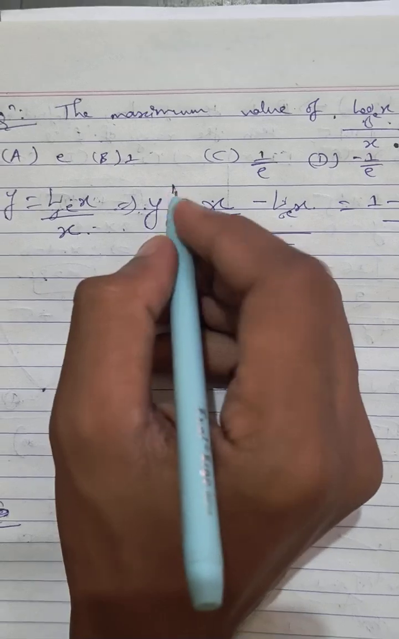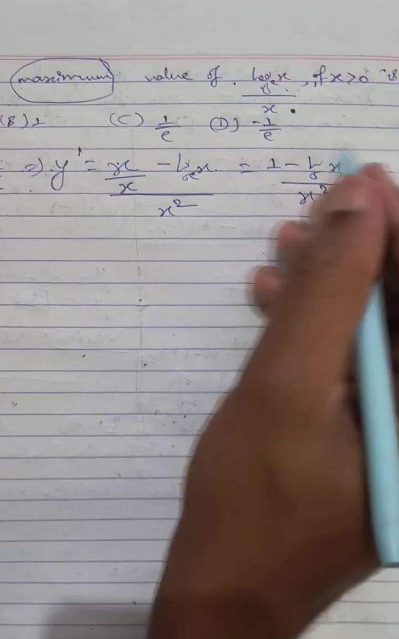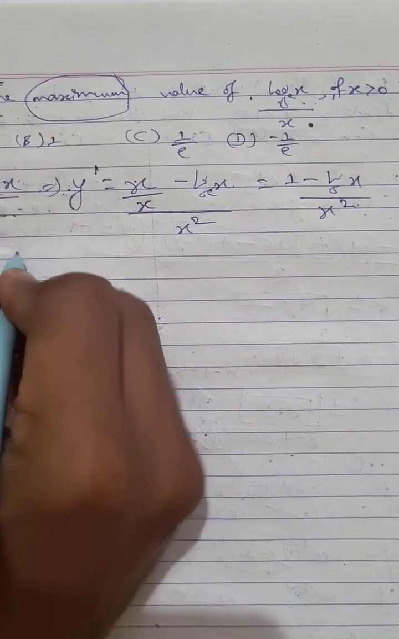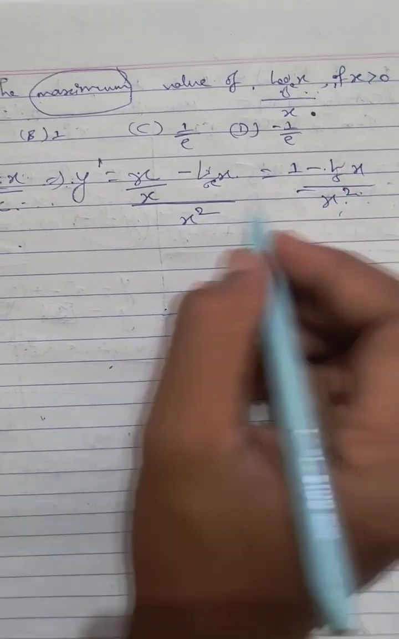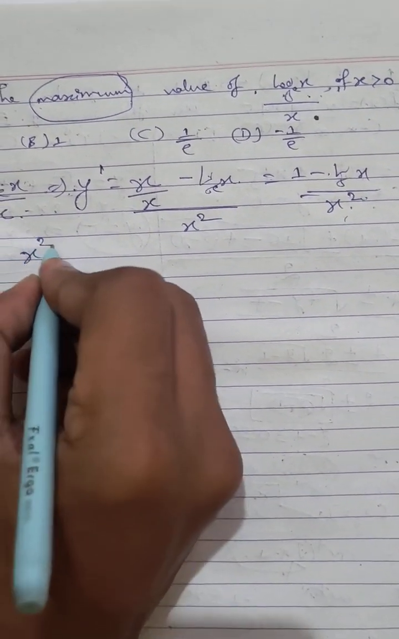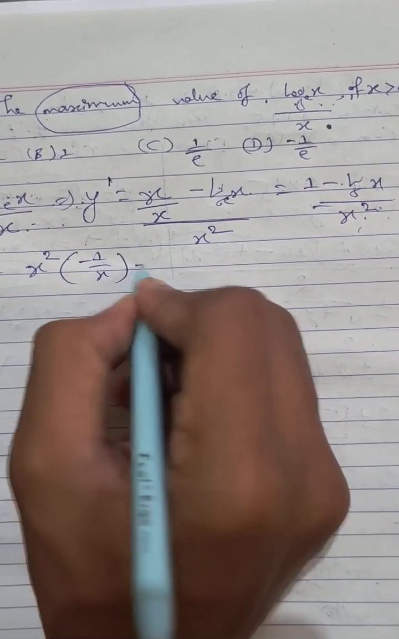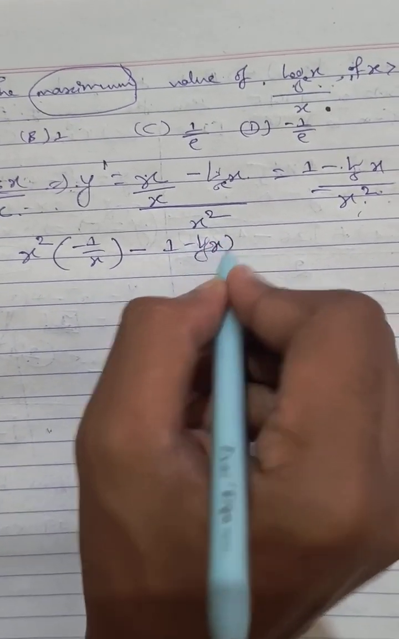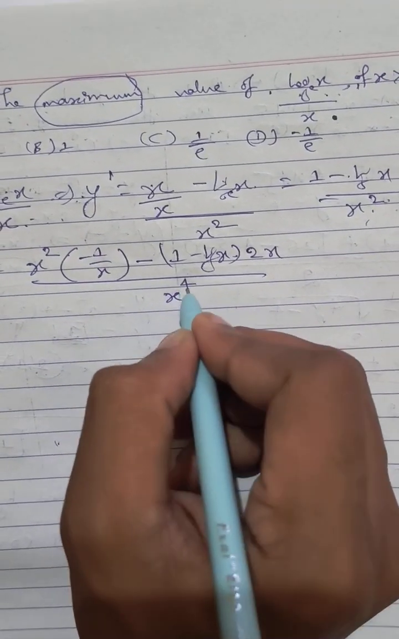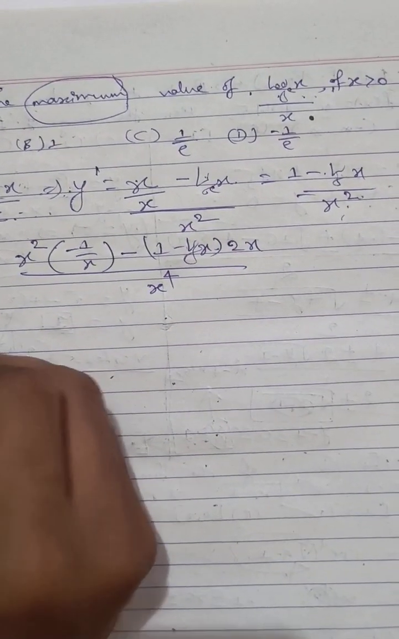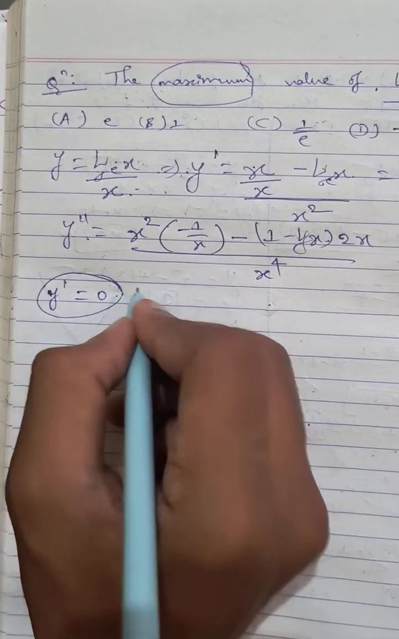To find the maximum value, we need the double derivative. So find y double dash. Again apply the u by v rule. What does the u by v rule state? Keep v as it is, times the derivative of the first function, that is minus 1 by x, minus (1 minus log x) as it is, times the derivative of x squared, which is 2x, whole divided by x raised to 4. Now to find the critical points, equate y dash to 0.